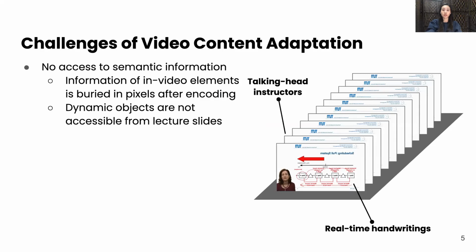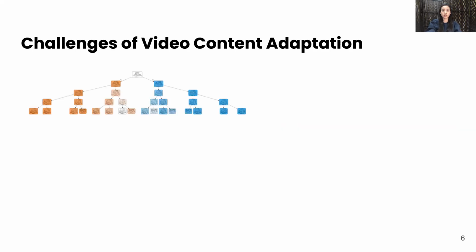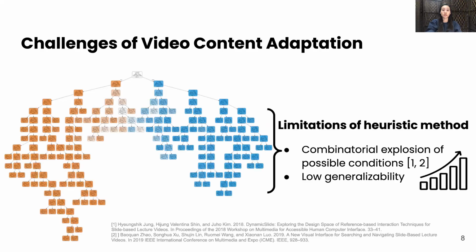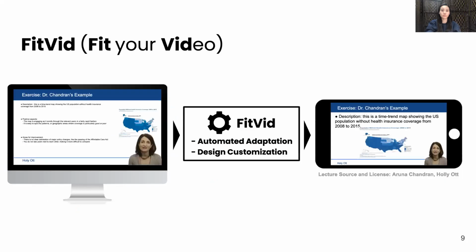Furthermore, video lectures involve dynamic elements such as talking head instructors and real-time handwritings, which are not included in the lecture slides. Second, a high diversity of lecture designs makes the content adaptation even harder. Although there have been attempts to adapt the video content by using rule-based methods, creating heuristic rules involves massive manual work and consideration for the combinatorial explosion of possible conditions.